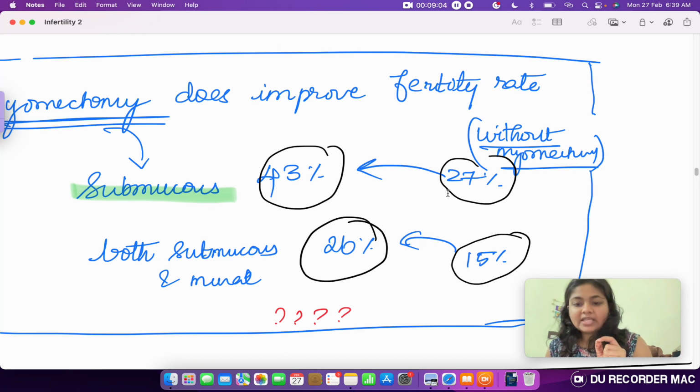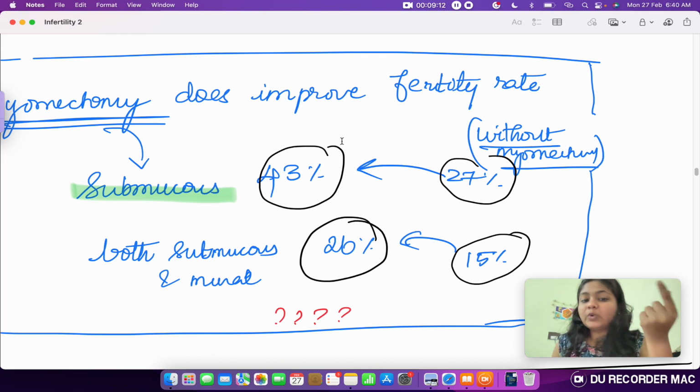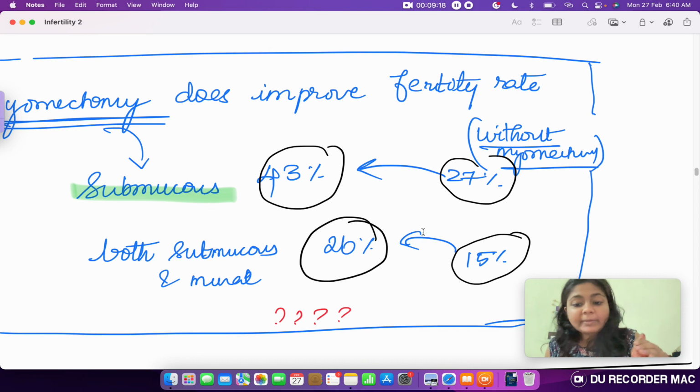If you can see this image, without myomectomy, the fertility rate was 27%. The same patient, after undergoing myomectomy, the fertility rate improved to 43%. If the patient has had submucosal and intramural fibroid, without myomectomy, her fertility rate was 15%. After myomectomy, the fertility rate was 26%. Whereas the myomectomy does not improve the fertility rate for intramural fibroids.